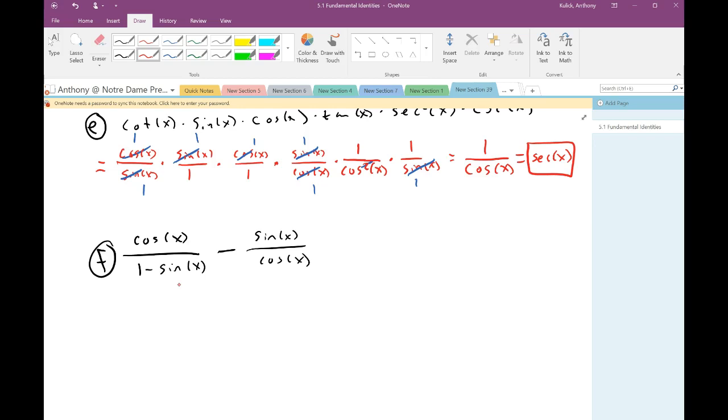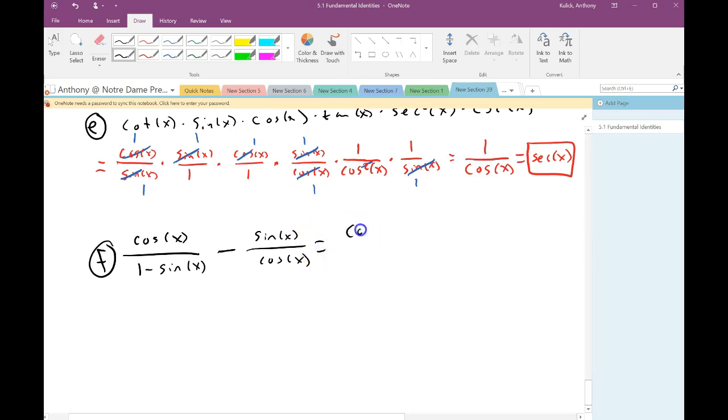So to simplify this, the first thing I'm going to try to do is write it as a single thing. So the way that I'm going to do that is by making a common denominator. Yes, exactly right. So what will that common denominator be? 1 minus sine x times cosine x.